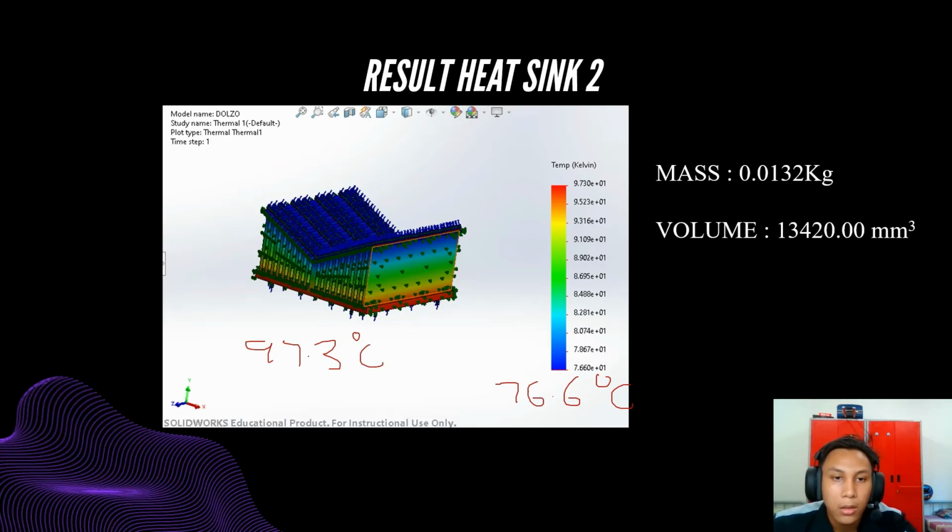As the heatsink gets farther from the heat source, it gets colder. So we can see the color turn from red into yellow, green, and then blue.